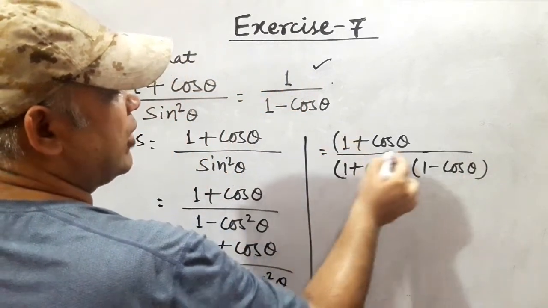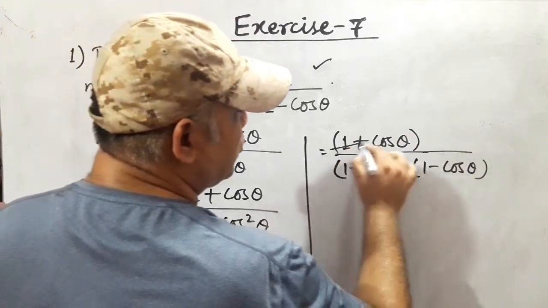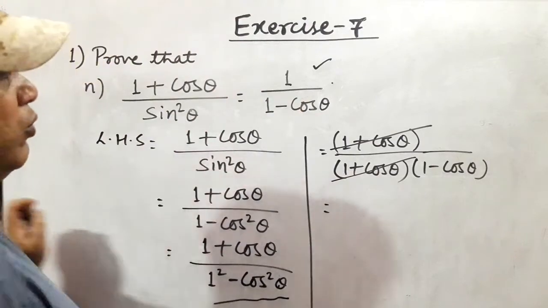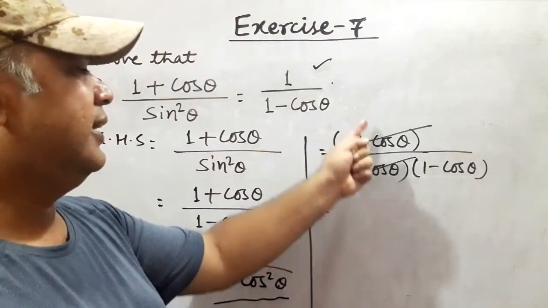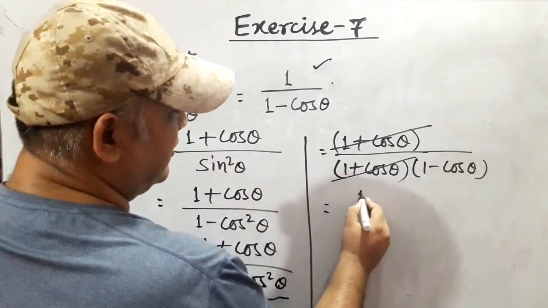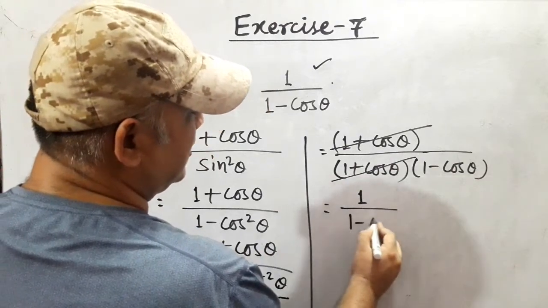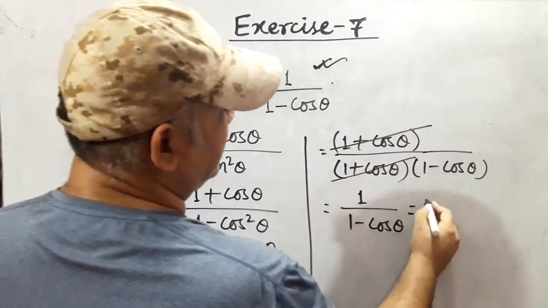This numerator 1 plus cos theta I shall keep in bracket because I have to cancel this 1 plus cos theta and this 1 plus cos theta. That is, the 1 plus cos theta of the numerator and the 1 plus cos theta of the denominator, they get cancelled. In the numerator, nothing, that is 1 by, in the denominator we have 1 minus cos theta. That is, we got our right hand side.